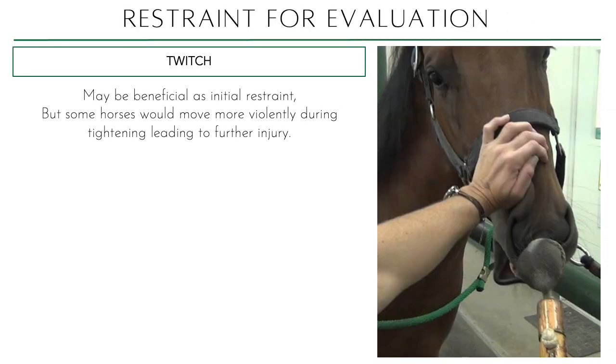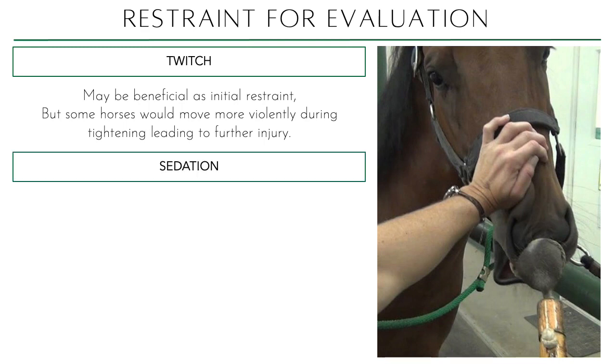All right. Okay. How do you restrain them? Number one is twitch. All right. Maybe beneficial as initial restraint, especially if you're not sure it's a fracture, if you just see the horse is lame and you just want to do your lameness exam. Yes, you can do a twitch, but sometimes horses would move more violently during the tightening of the twitch. Remember the twitch? You have the rope, you're going to tighten it to the nostril. Okay? And that could lead to further injury if the horse is not tolerating that.